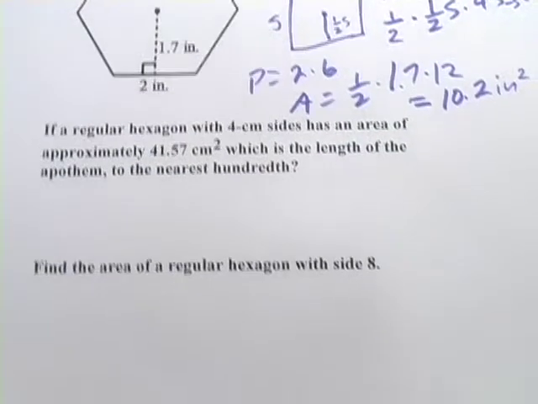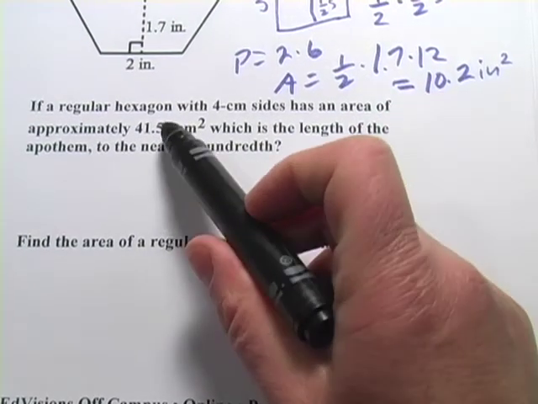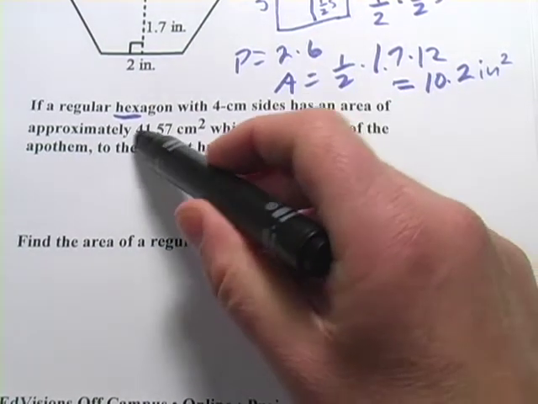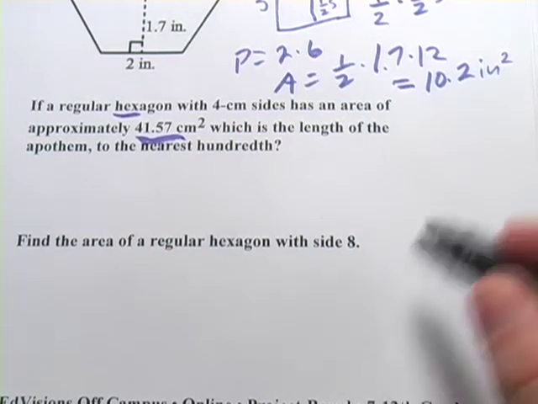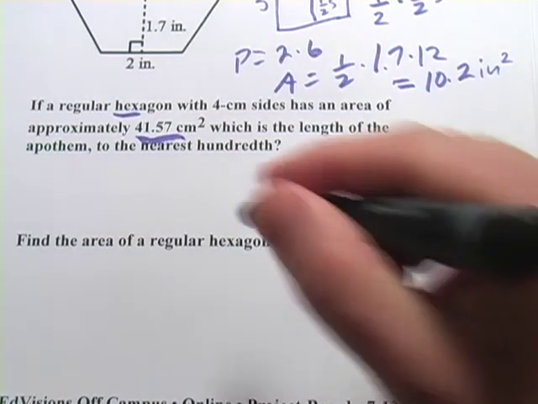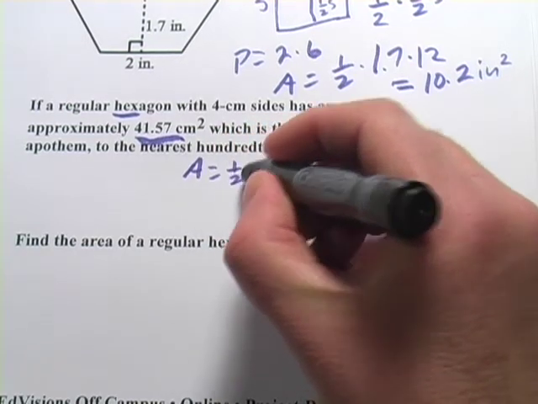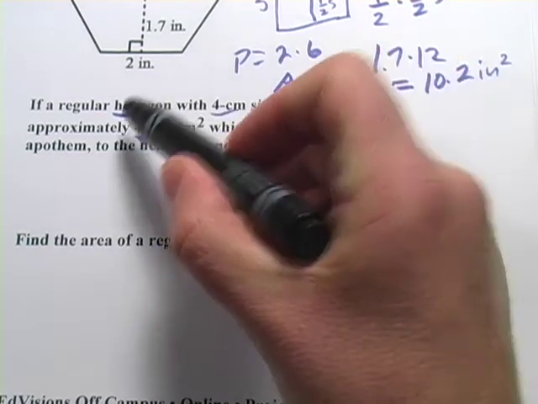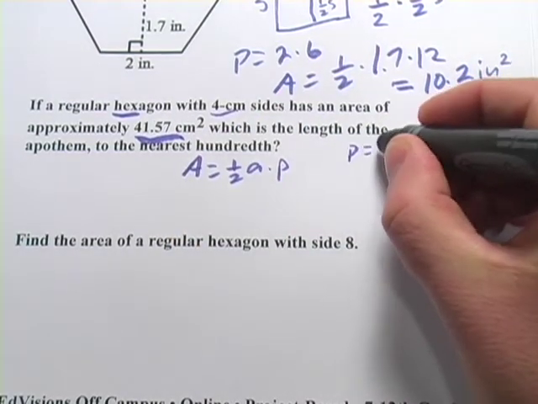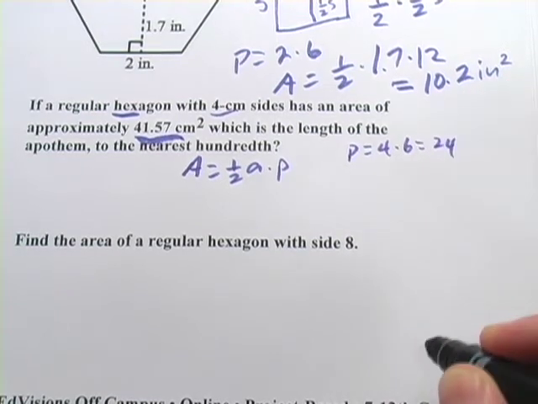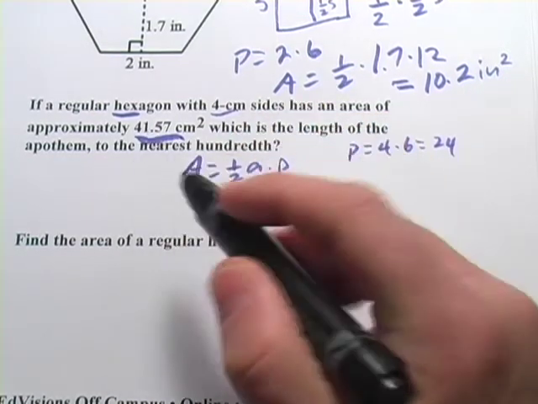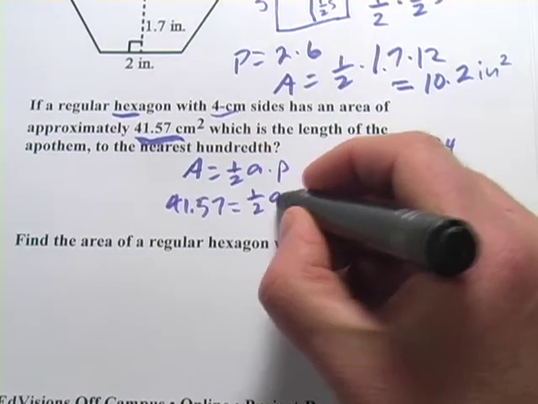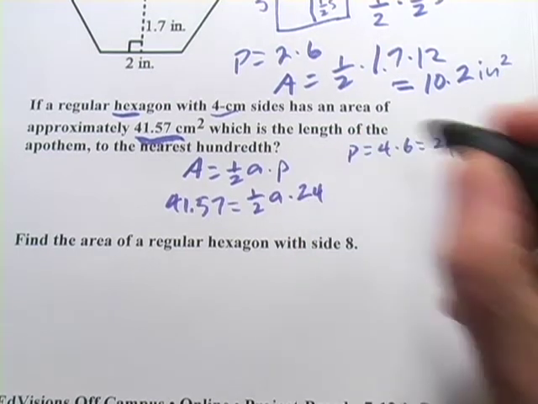Let's try another one. Here they don't give us a picture, but it says if a regular hexagon, so again we're dealing with 6 sides, with 4 centimeter sides, has an area of approximately 41.57 square centimeters, what's the length of the apothem? Well, we can figure that out. We know our formula is area equals 1/2 times the apothem times the perimeter. The sides are 4 centimeters and it's a hexagon, so the perimeter is going to be 4 times 6, or 24. We know our area, so we'll plug it in there.